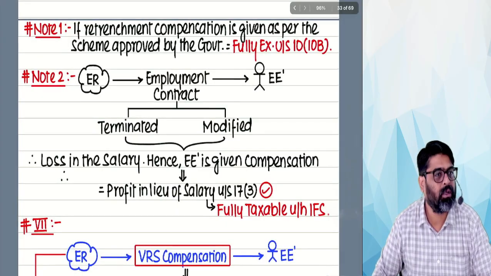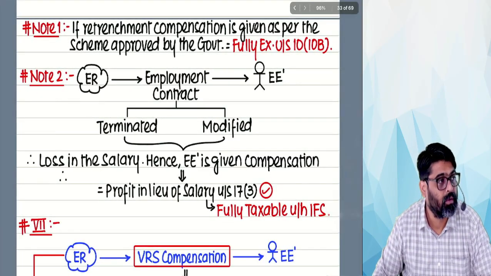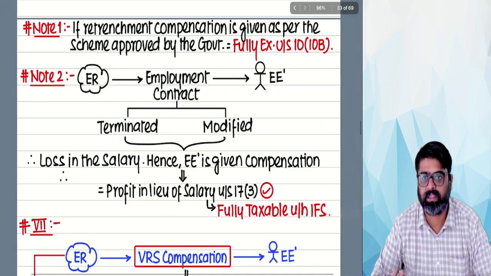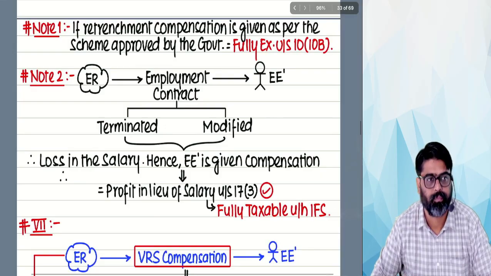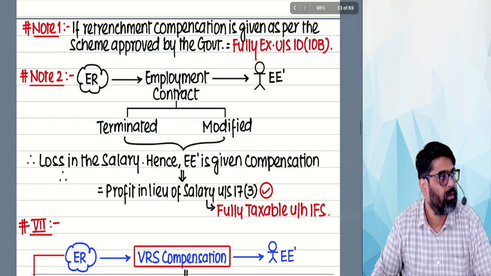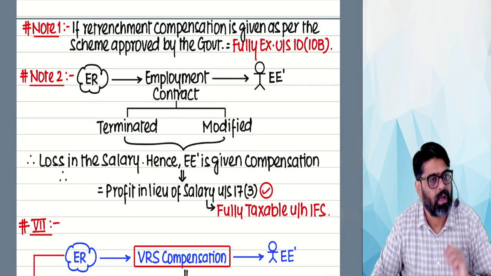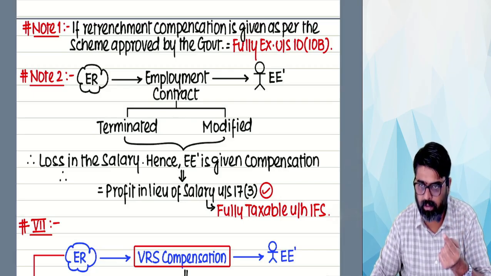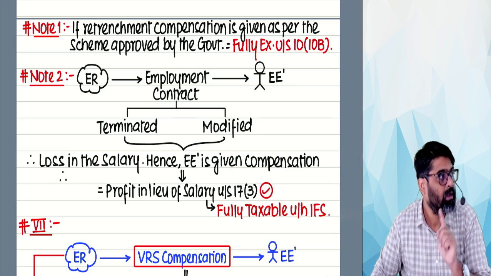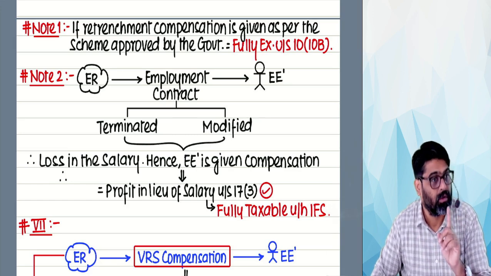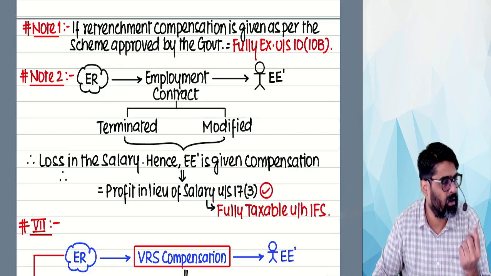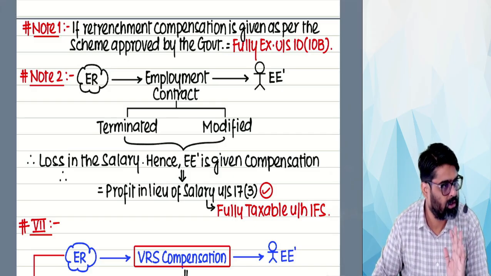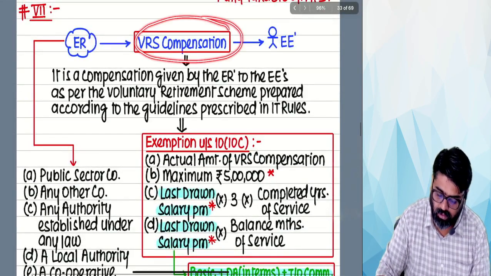Retrenchment compensation, understood or not? Exemption under which section? Section 10(10B). A, B, C. A is the actual amount. B is a maximum of 5 lakhs. And C is the amount as per the Industrial Disputes Act. And what is that amount? 15 by 26 into average salary per month into number of years of service. Average salary per month you have to calculate. For that you have to take basic and DA of the last 3 months, add, divide by 3, and get the average salary. Next one, VRS compensation, we are going to do.